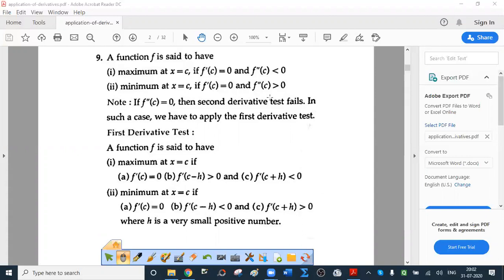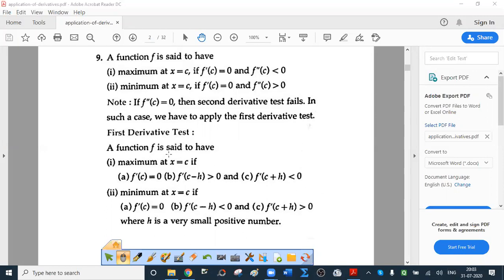Now this is called as second derivative test. This can be applied easily. Now if second derivative is 0, then this test fails. So in this case, we have to apply the first derivative test. What is that? First derivative test.